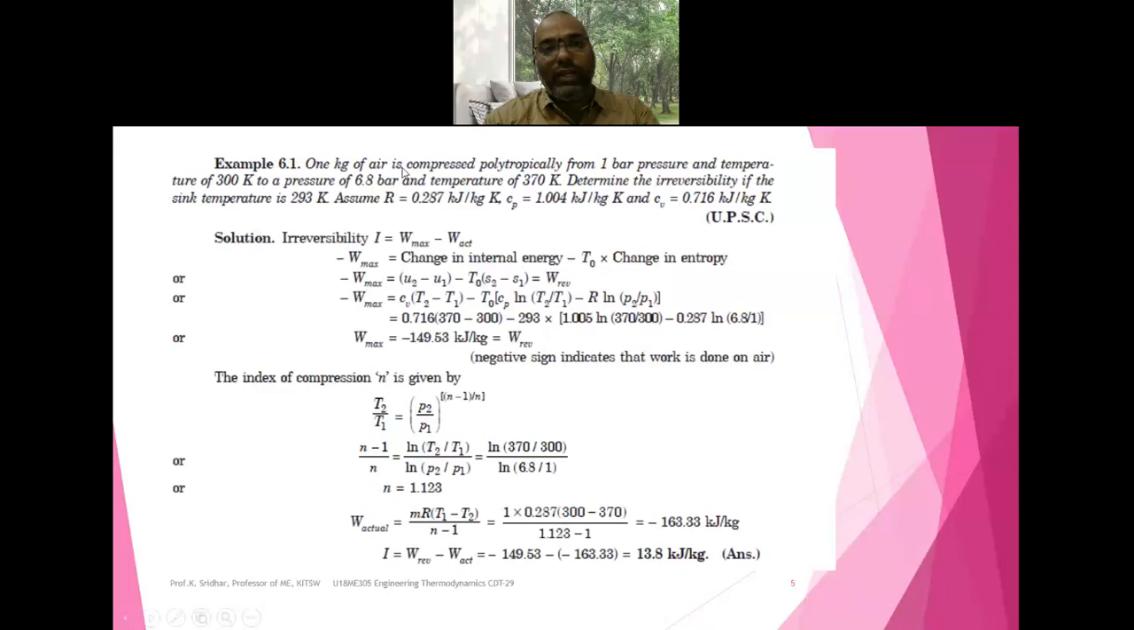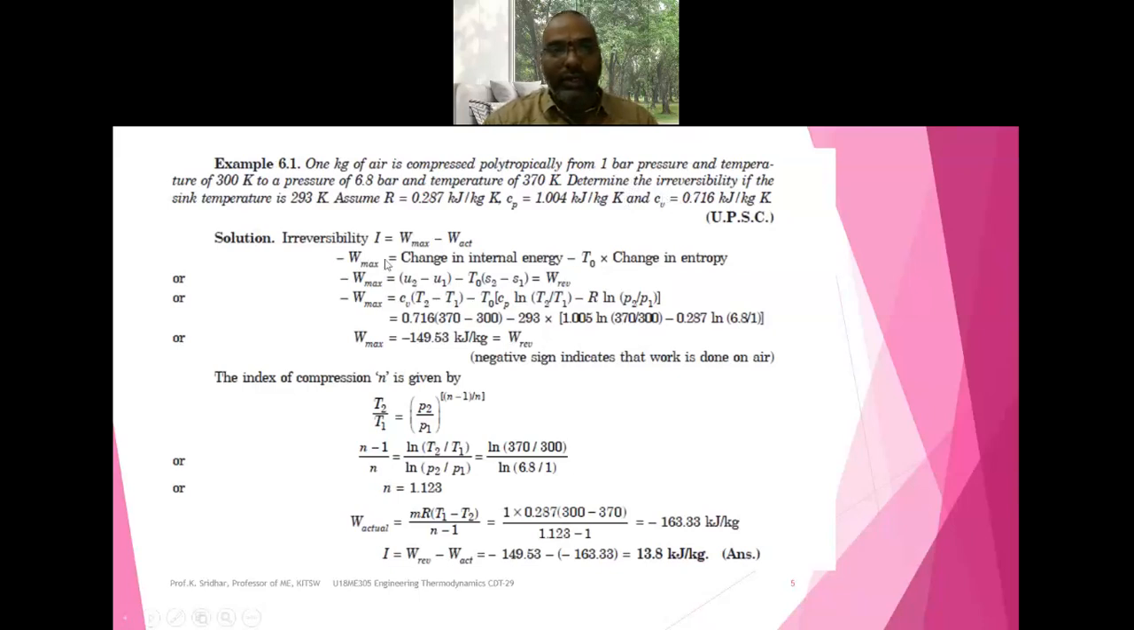1 kg of air is compressed polytropically from 1 bar. First of all, you write down the given data. The given data is missing here, so you have to write it down. Mass m is 1 kg, P1 is 1 bar, T1 is 300 Kelvin, P2 is 6.8 bar, and T2 is 370 Kelvin. Determine the irreversibility if the sink temperature is 293 Kelvin, that is T naught, the surrounding atmospheric temperature. So now he is asking to determine the irreversibility.